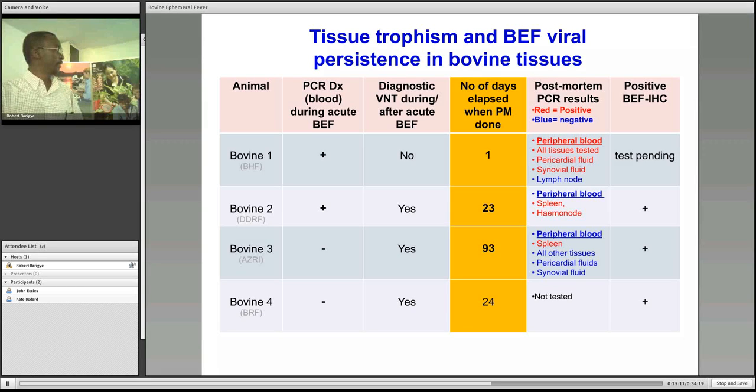And for this animal, we didn't have fresh tissues. The reason being, this is an animal that was done, I think, in 2010 when I had not arrived. It had been diagnosed with BF. What I did was to go back to the tissue blocks and do the immunohistochemistry, demonstrate viral protein. But since we didn't have fresh tissue, we couldn't do the PCR.